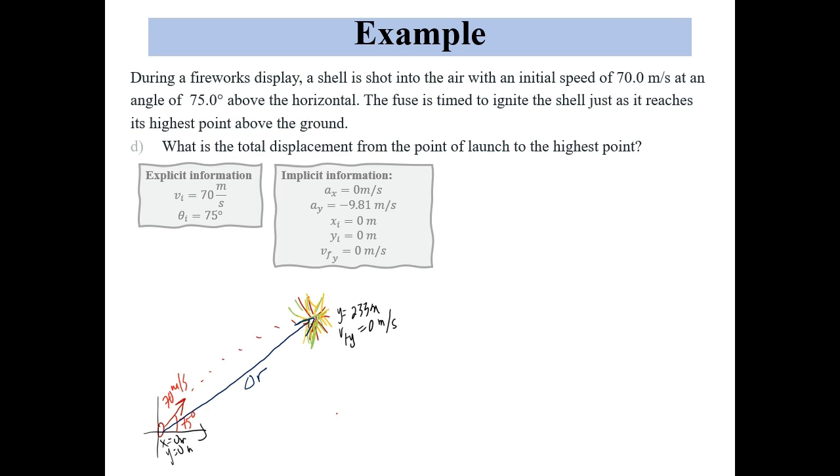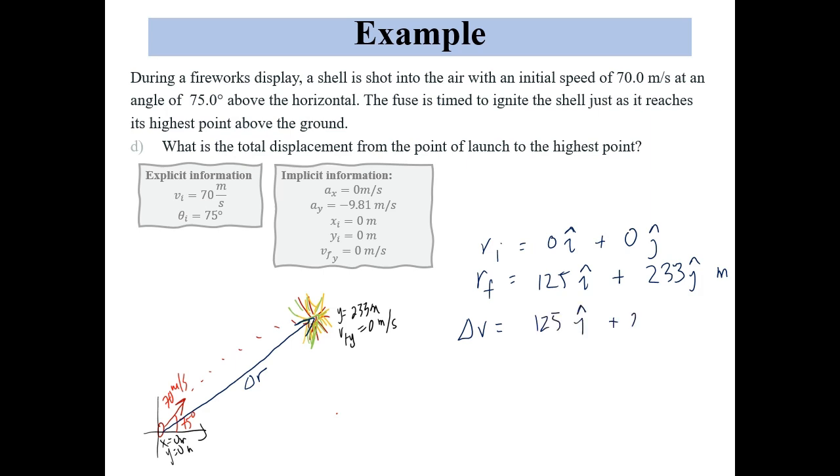All right, so R initial is equal to, well, the x component is 0 i hat plus 0 j hat. Now R final, well, in the x direction, that was about 125 meters, and in the y direction, it was about 233 meters. Include the units at the end. Now delta R is just going to be subtraction of the components, so my delta R is just 125 i hat plus 233 j hat.